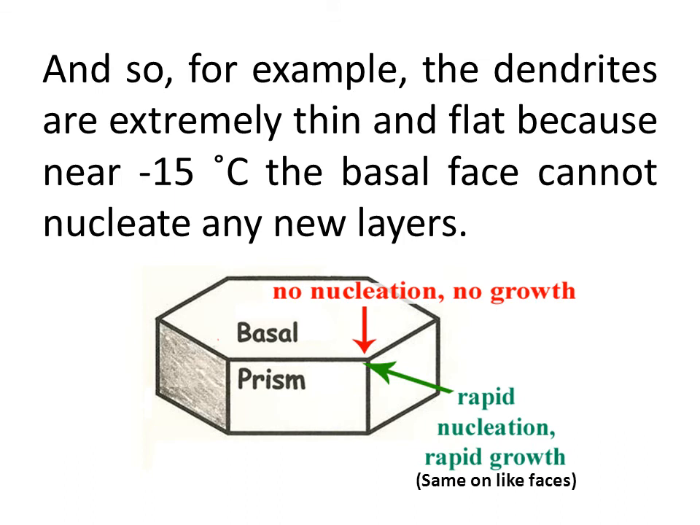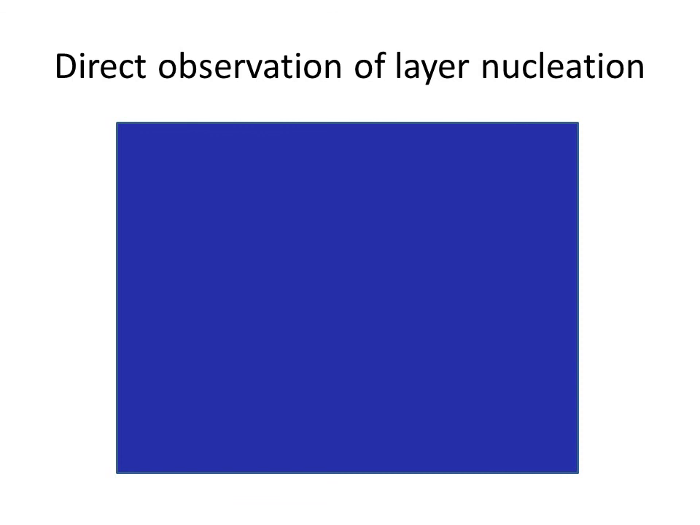This, I think, gives a more illuminating answer to Kepler's and my question as to why the dendrites are so thin and flat. Well, at that temperature, the basal faces cannot nucleate in new layers, so they don't grow. And just recently, single molecular layers were observed nucleating on both the basal and the prism faces.